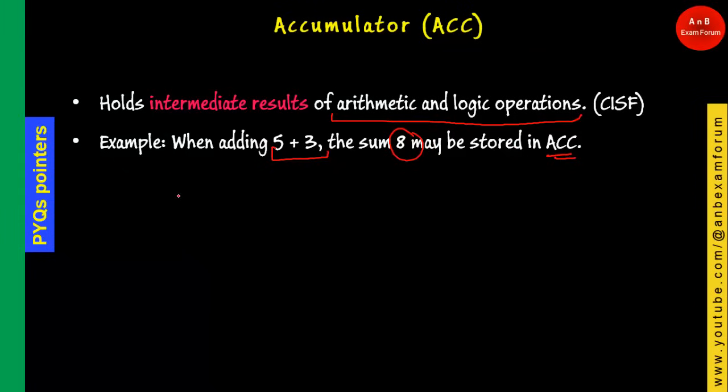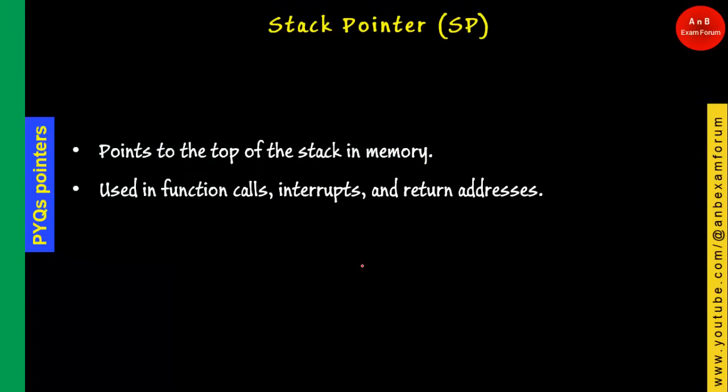Let's take one more example. Suppose this is my expression: 5 plus 3 minus 2. I want to execute this instruction, so what will the accumulator do? It will accumulate the value of these two numbers and store it in ACC, that is 8. Afterward, the operation 8 minus 2 will be executed and the result will be 6. In this way the accumulator is used.